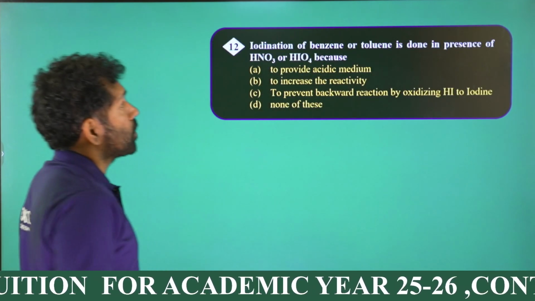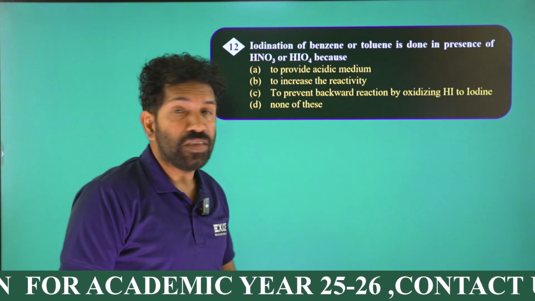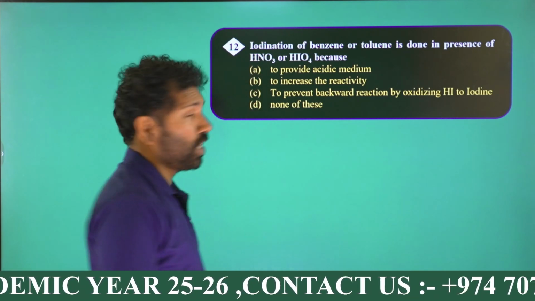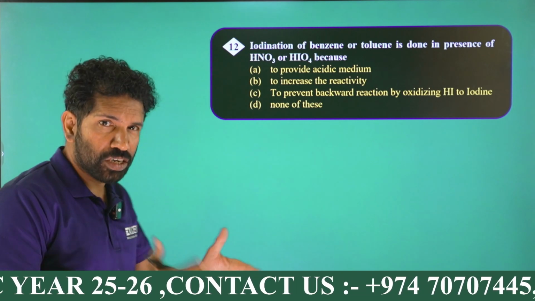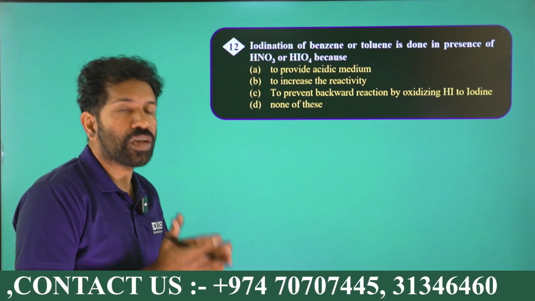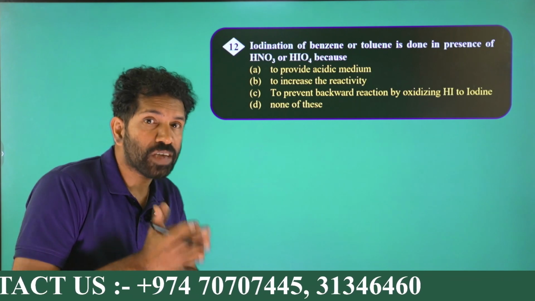The next one we are talking. Iodination of benzene or toluene is done in presence of HNO3 or HIO4 because this is a reader question. This is a very important topic. So they are asking this. So now what is the answer for this?